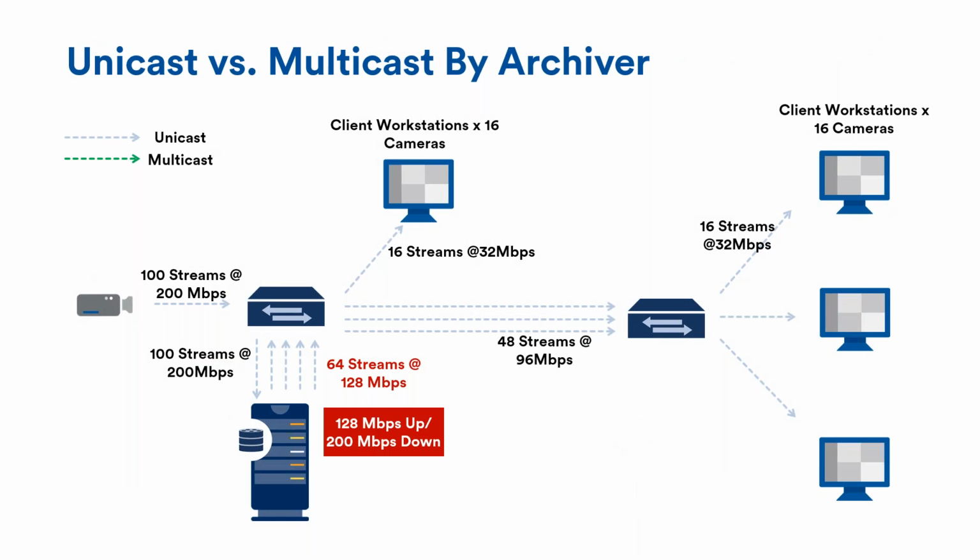Now let's look at unicast versus multicast. So we already did unicast versus multicast by archiver. This is by archiver because let's say the camera doesn't support the ability to send a multicast stream.